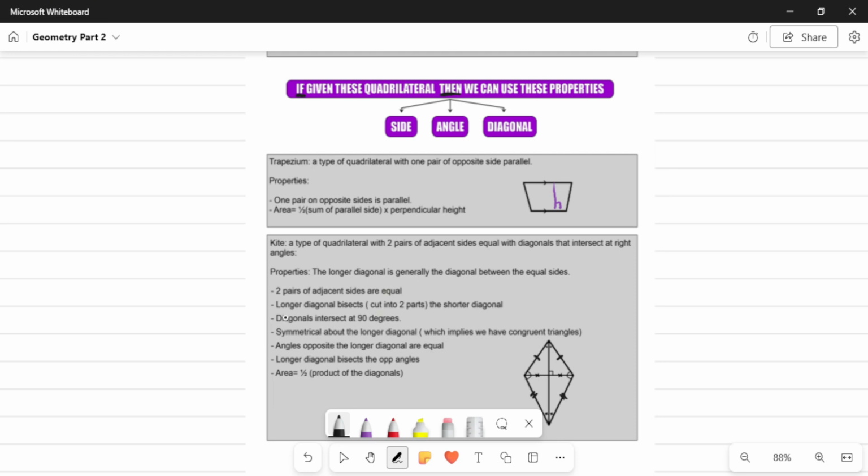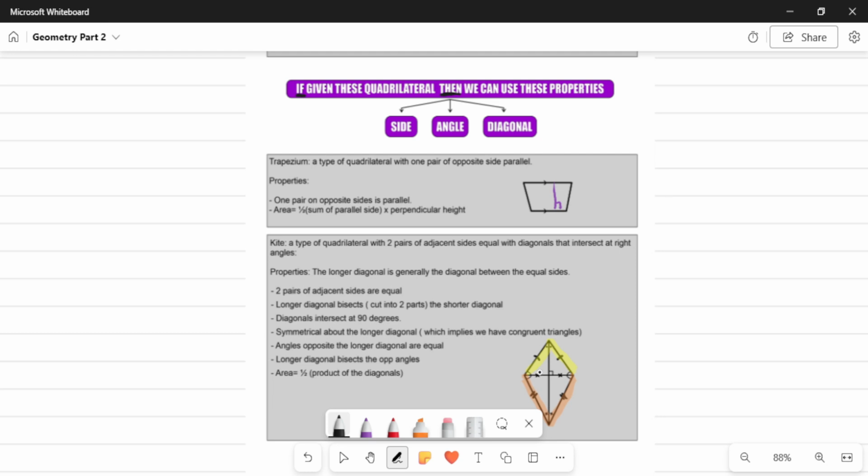What's the next property? We can say that the longer diagonal bisects the shorter diagonal. Now, what makes up the longer diagonal? The longer diagonal is generally the diagonal between the equal sides. So see here, these are the equal sides here, and these are equal sides. So between these equal sides will be this line here. That's what we call the longer diagonal. So if in the paper your examiner tells you that this is a kite, they draw diagonals on it, what can you conclude about the longer diagonal and the shorter diagonal?